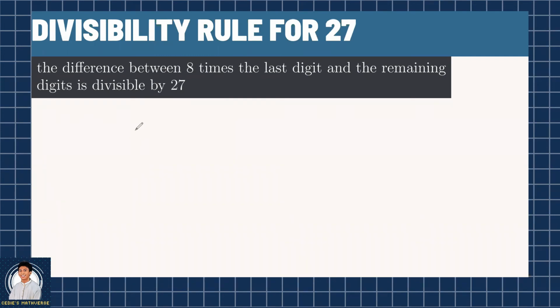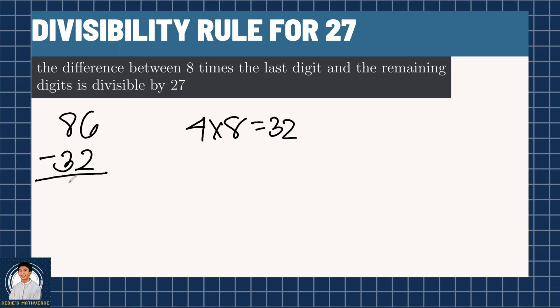Now, for the divisibility rule for 27, the factor to be multiplied on the last digit is 8. An example would be 864. The last digit is 4, so we remove it and then we multiply 8 to that number. So 4 times 8 equals 32. 86 minus 32 equals 54, which we know is 2 times 27. This means that 864 is a multiple of 27.